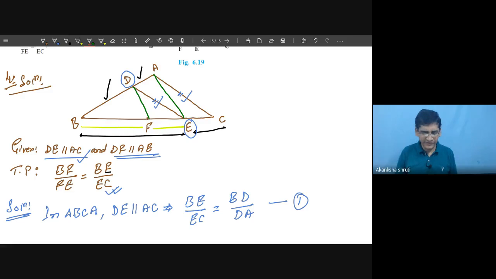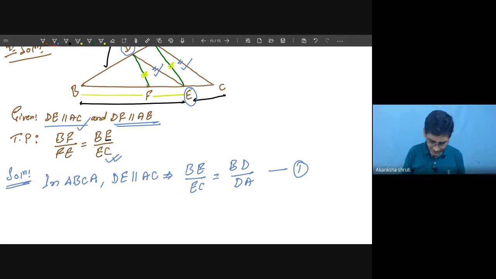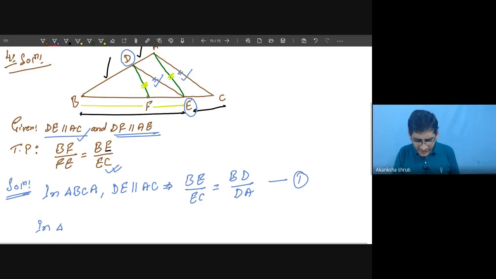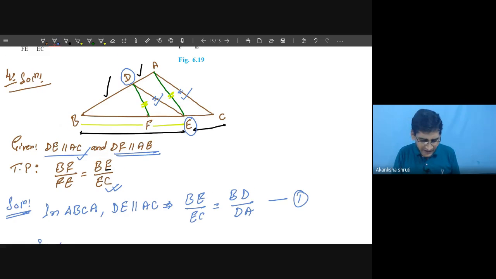Okay, student. So this part is now required. So write it. In triangle, take the other given condition: DF parallel to AE. DF, mark it. DF in this figure is parallel to AE. Mark it in this figure.